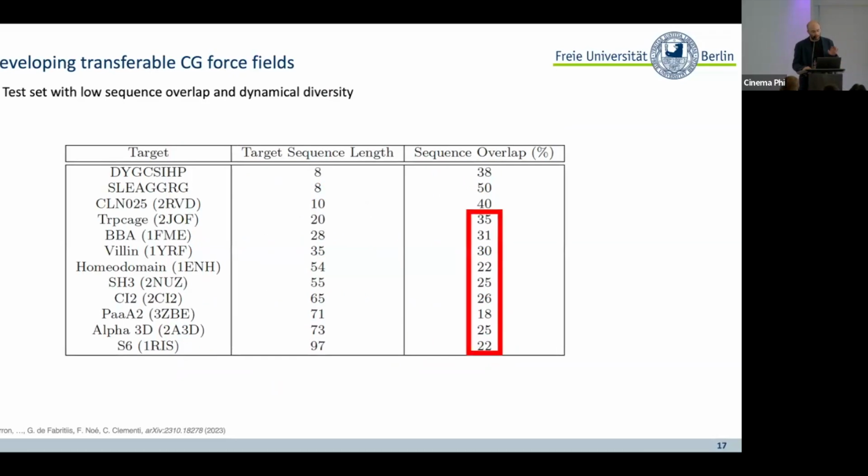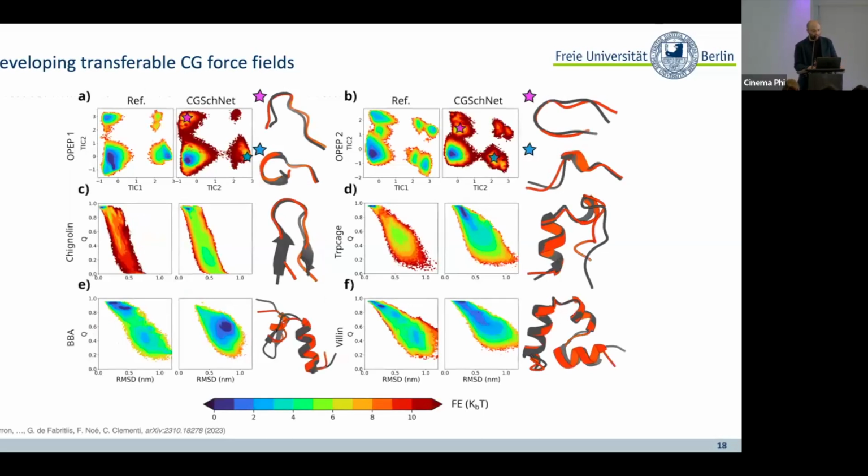In particular, I want to point out the fact that, especially for bigger systems, the sequence overlap with everything that was inside the training dataset is very, very low. Of course, the smaller systems have higher sequence similarity just because it's more probable you see something like that, because they are very small. And this is the first result I want to show you.